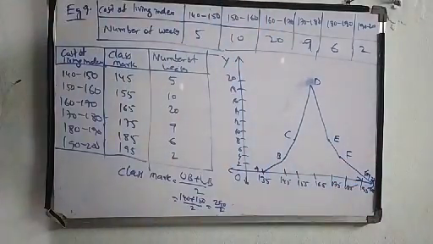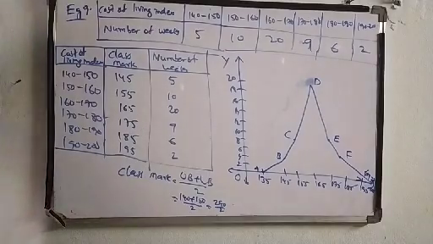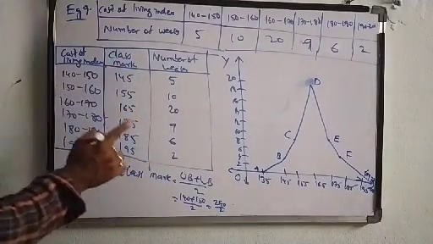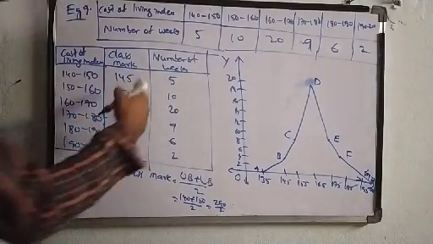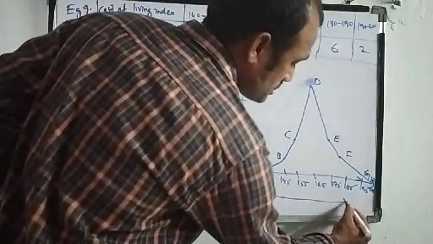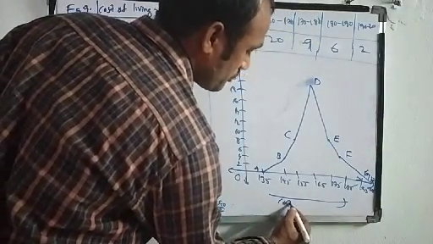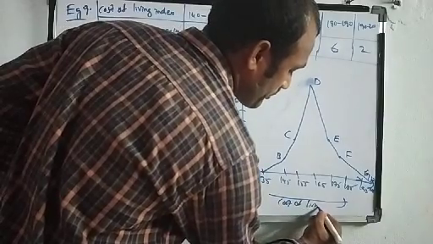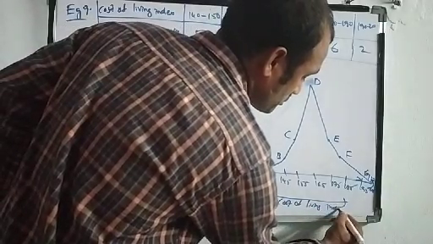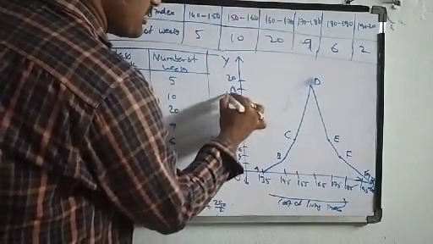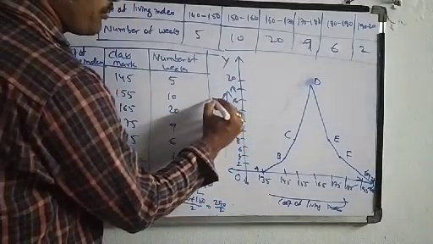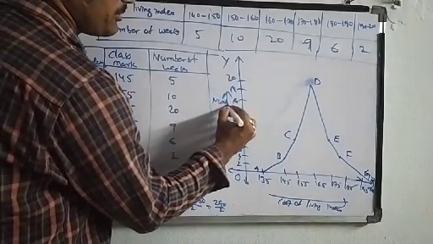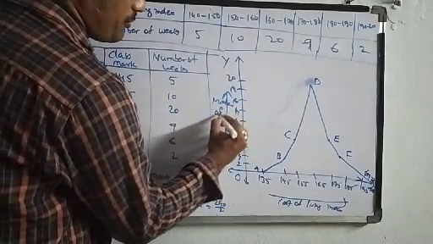So this is the way of drawing the frequency polygon without using the histogram. In this case we are going to do it only with the class marks. So this comes under cost of living index, and on the x-axis it is given as number of weeks.